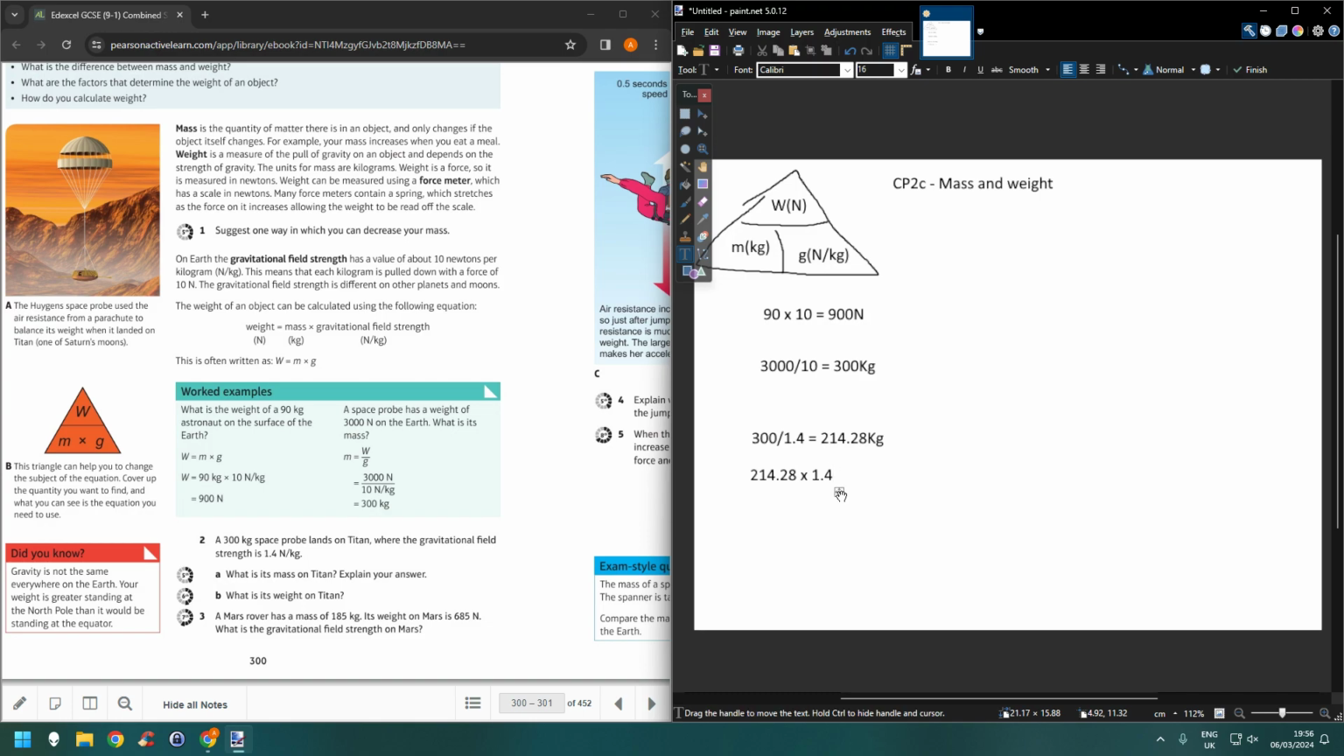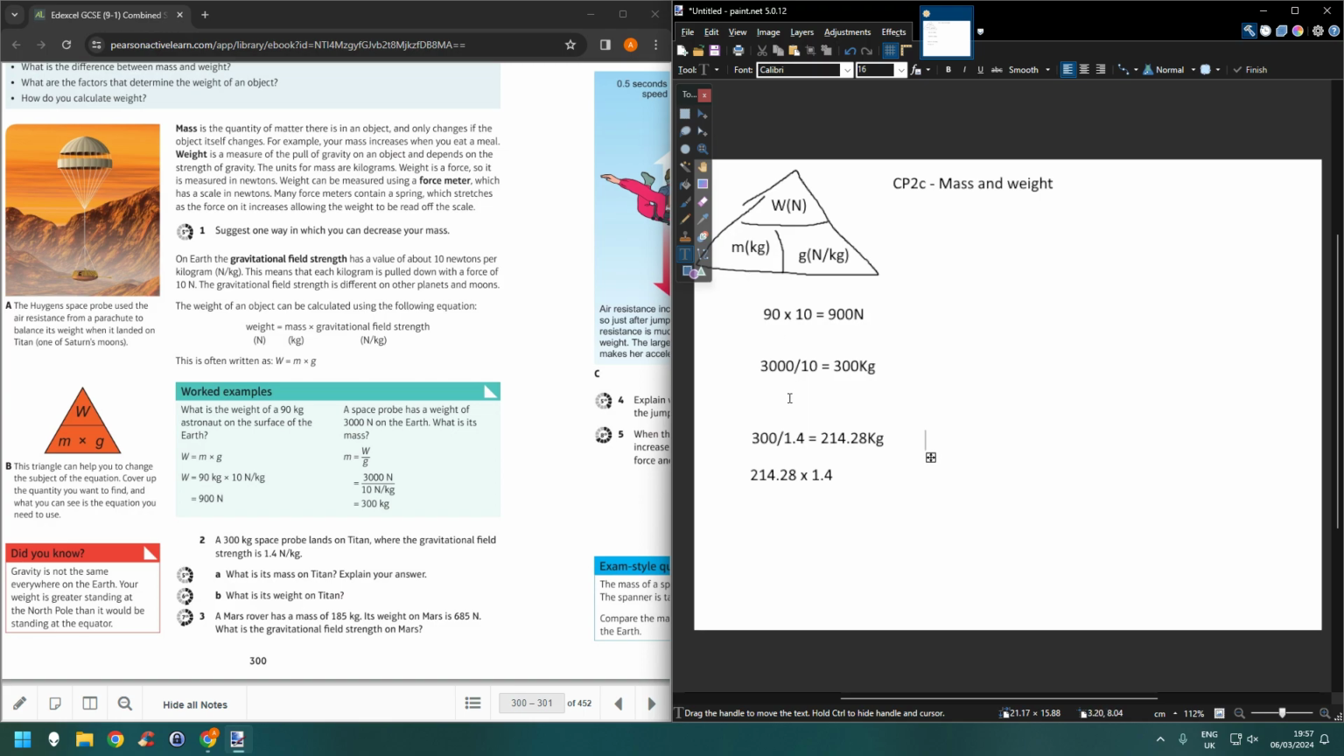Wait. So that's where I've made a mistake. Ignore this. This is incorrect. If I just redo this. Ignore this. The actual thing would be, because 300 kilograms is in mass. So to find the mass on Titan, if it's 300 kilograms on Earth, you'd find, okay, weight, okay, mass is, okay, yes.